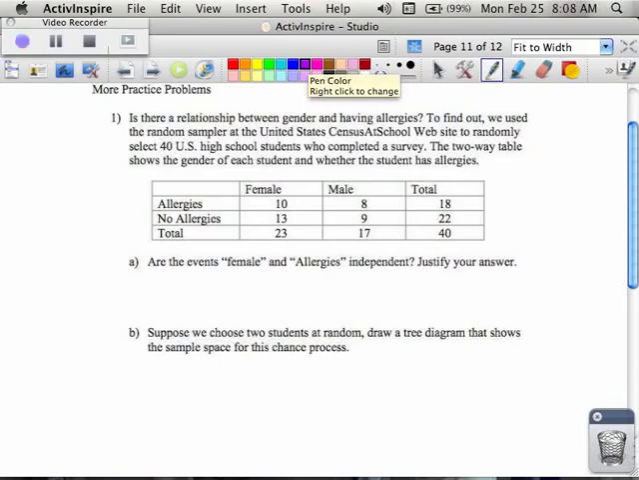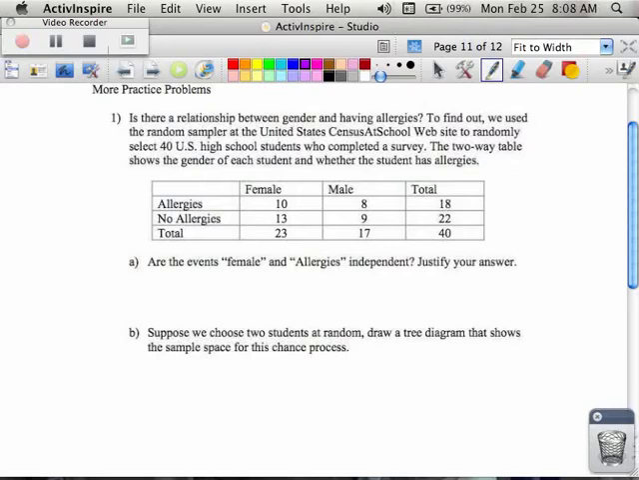In this practice problem, we want to find out is there a relationship between gender and having allergies. And so we use a random number sampler at the Census at School website, and we pick 40 high school students to complete the survey. Here's a two-way table showing all this information. So are the events female and allergies independent?